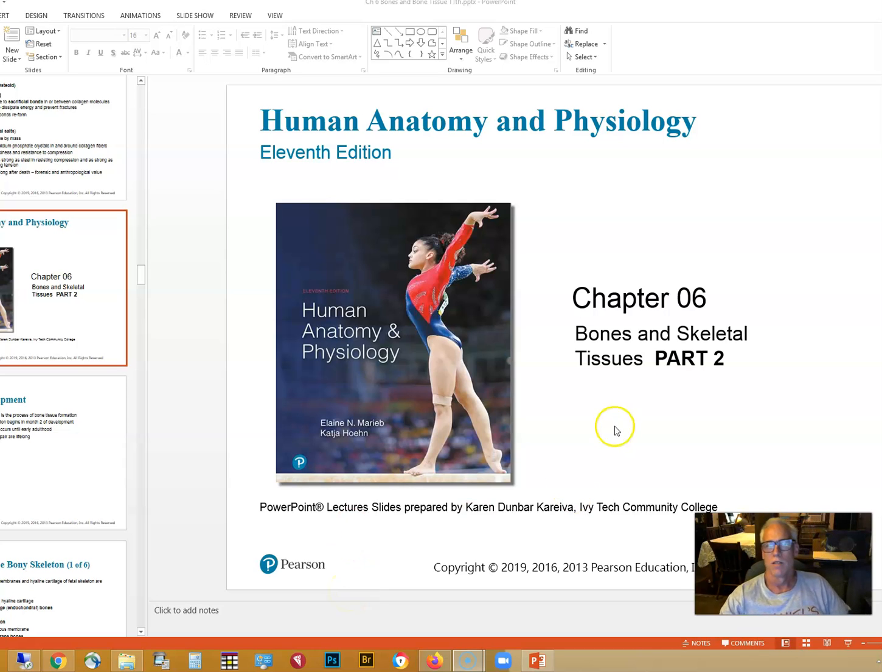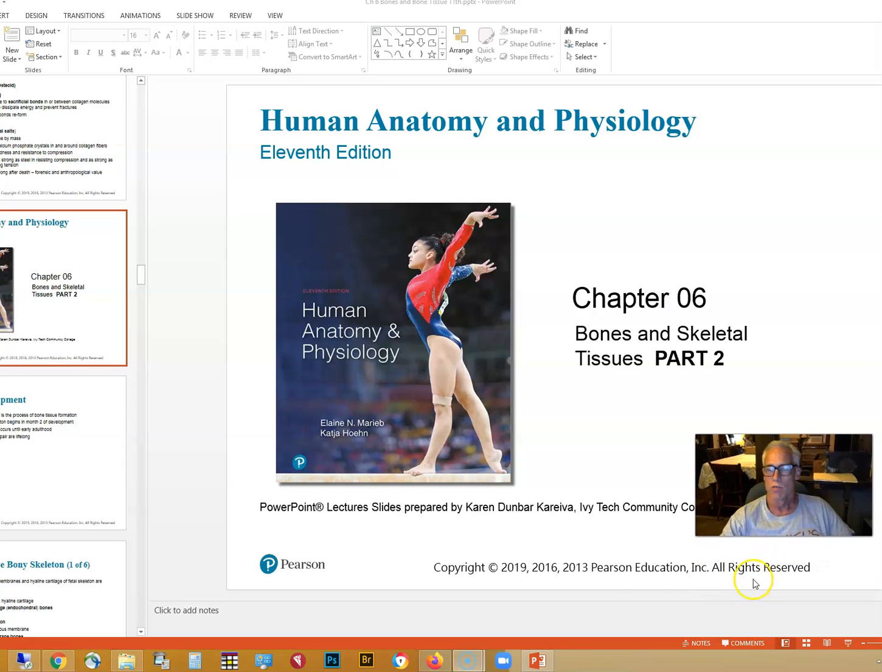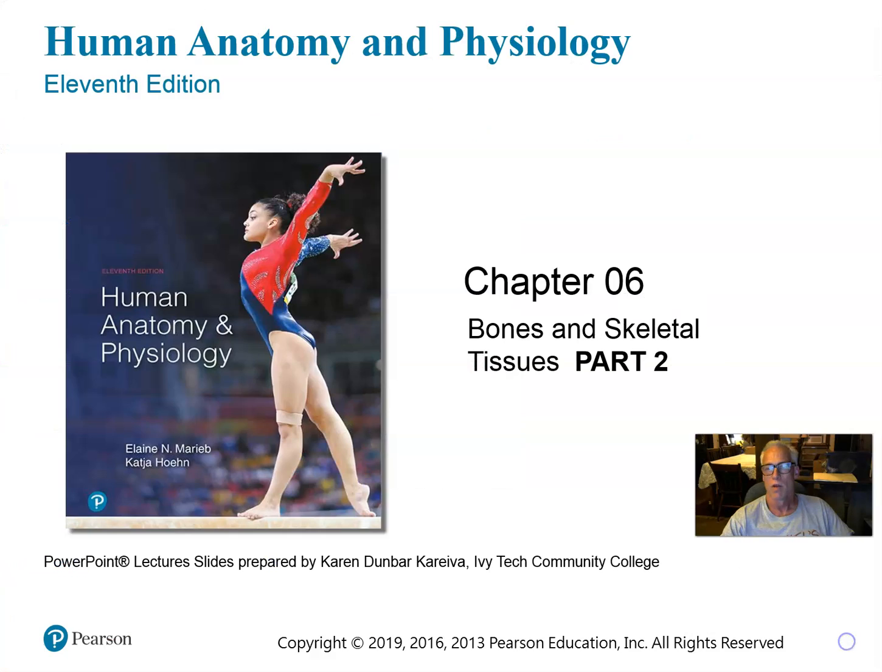This discussion is the second part of our look at Chapter 6 of our Human Anatomy and Physiology text on bones and bone tissues. In Part 1, we looked at the structure of bone, different types of bone tissue, what it's comprised of, and now we're going to take a look at development of bone.